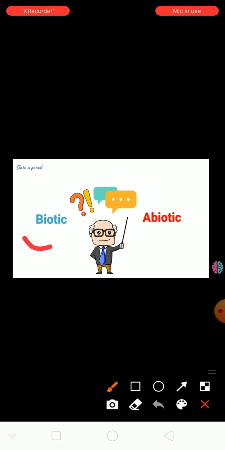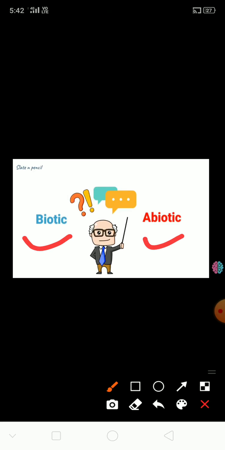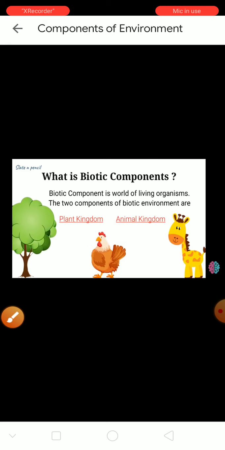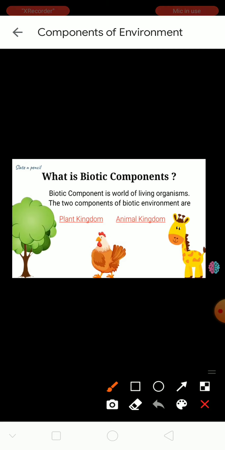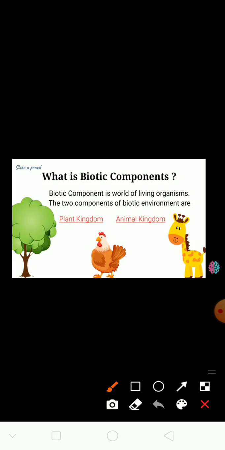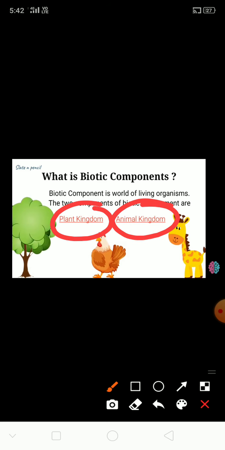Let us look at the natural environment we are studying here. Natural environment is made up of biotic and abiotic components. What are biotic components? Biotic components are the world of living organisms. The two components of the biotic environment are the plant kingdom and the animal kingdom. These are the biotic components.